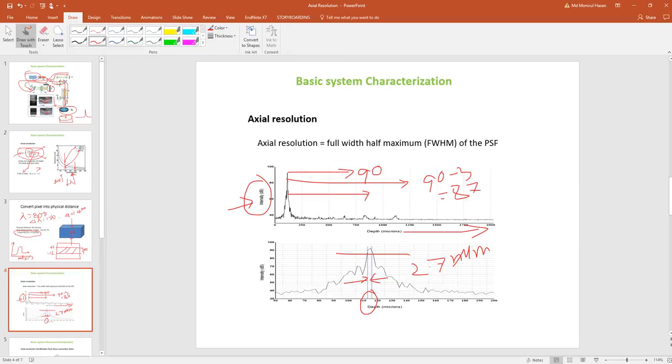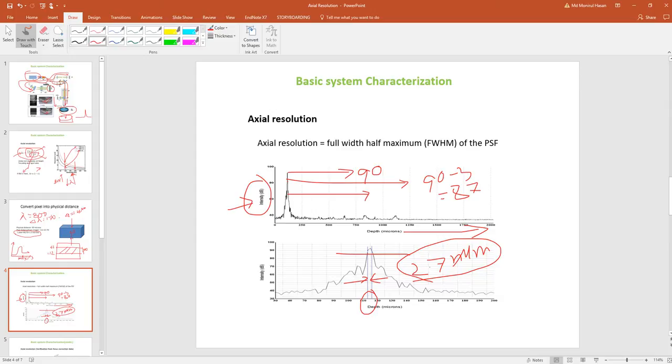So 2.7 microns means that we will not be able to see anything smaller than 2.7 microns in the axial direction. If you want to see something clearly, it should be greater than 2.7 microns. In this way we can detect the axial resolution of our OCT setup.